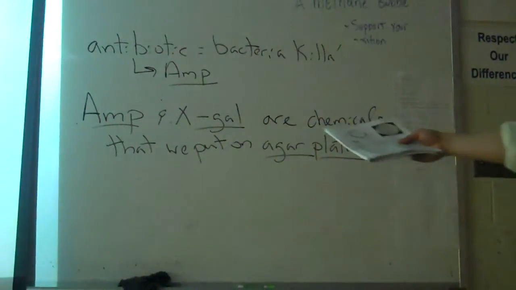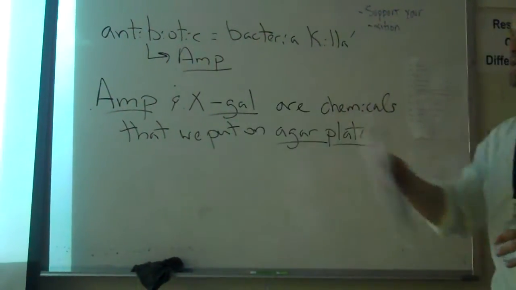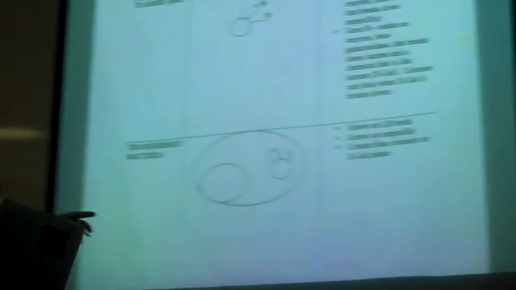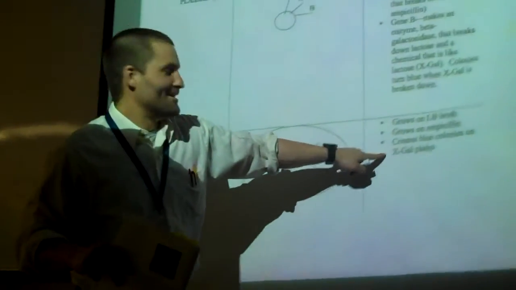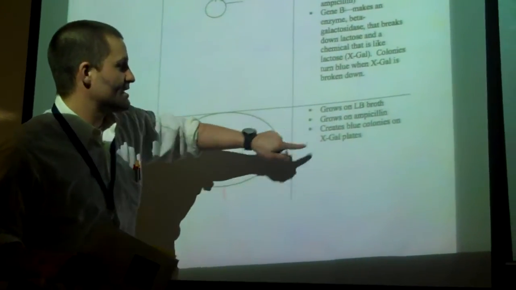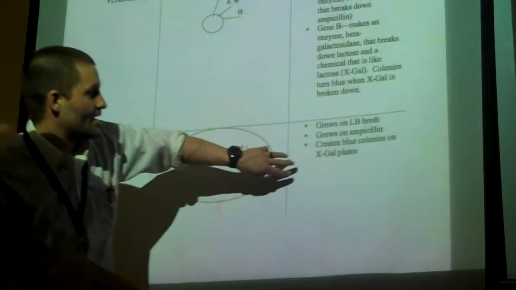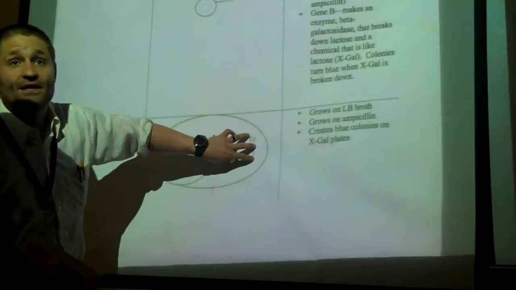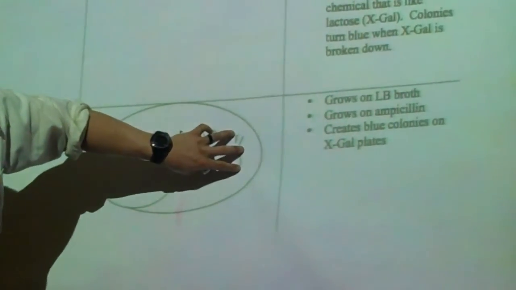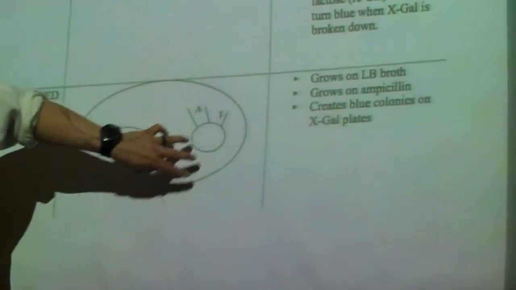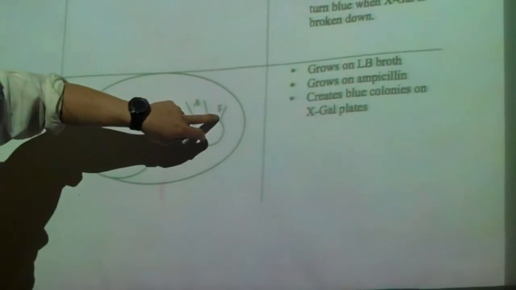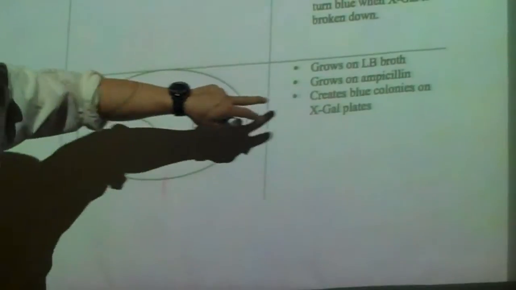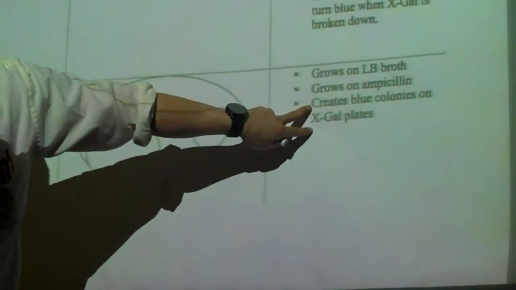Ampicillin is an antibiotic. This is something that we're going to put in here. So if I have this plasmid in here, it's going to be able to live in the amp plate. I'll explain this in a second. If it has both of these in here, it'll turn blue. So that's why it's called the pBLU lab.